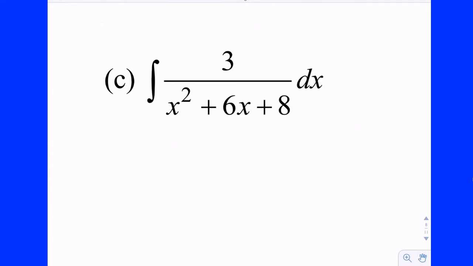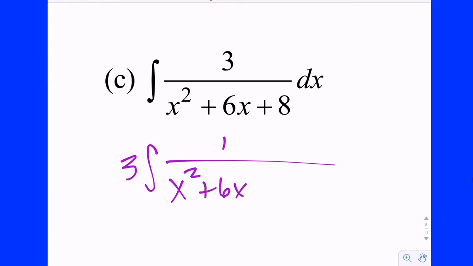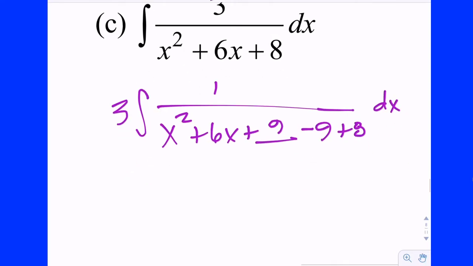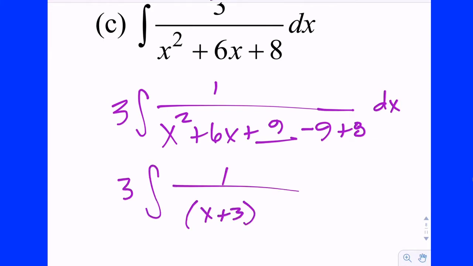So maybe we can try it another way. Maybe we can complete the square. Let's try completing the square on this one. X squared plus 6x. Half of 6 is 3. 3 squared is 9. So we'll turn around and subtract 9 plus the 8 that was there to begin with. That gives us 1 over x plus 3 squared again. And now we have negative 9 plus 8, which is minus 1.